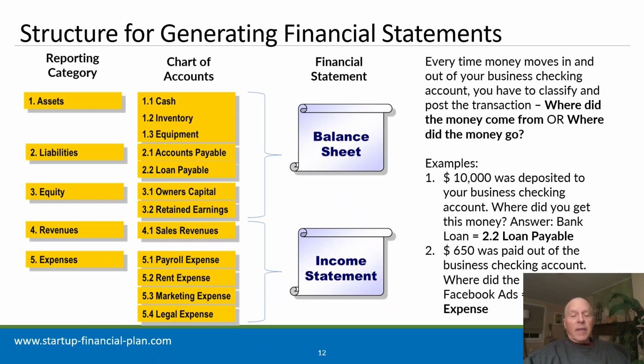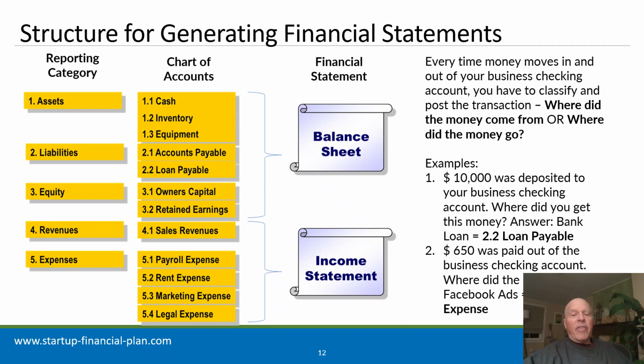And likewise, the income statement's the same way, right? If money goes out of your business checking account, let's say it's $650, and you spent that money on Facebook advertising. Okay, that's a marketing expense. That would be 5.3 marketing expense, and that's how I'd classify that cash outflow. This is how the accounting model works. There's a structure to it, there's a process to it. You need to understand it. So at this point, you should understand it.